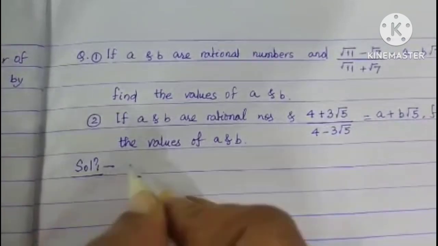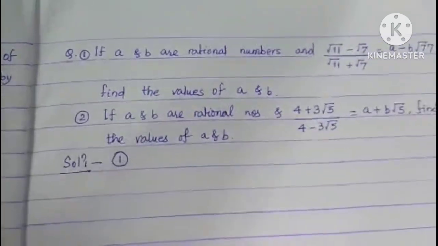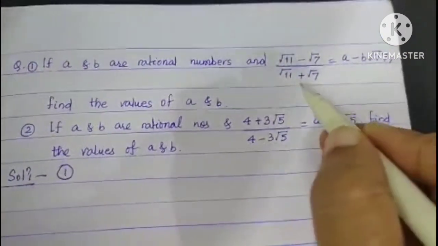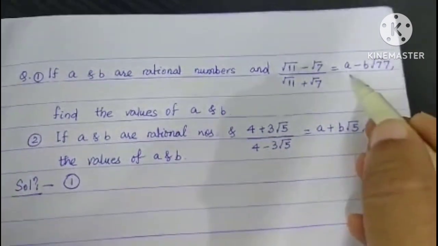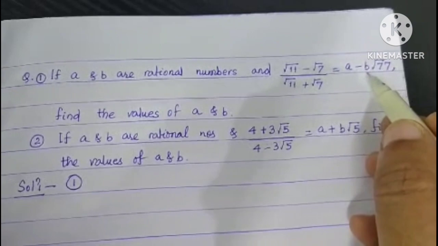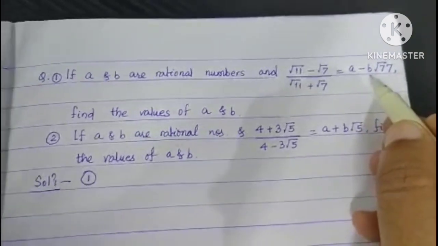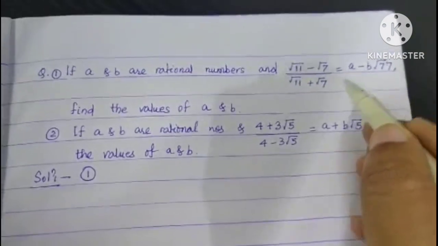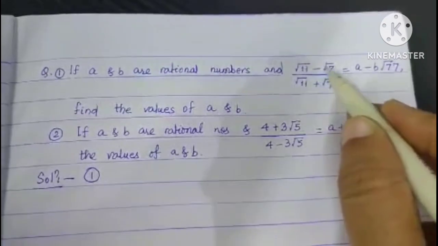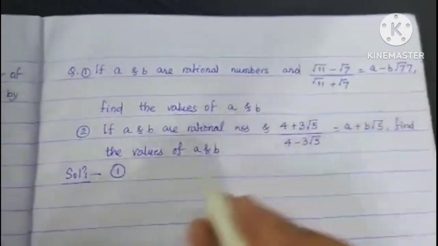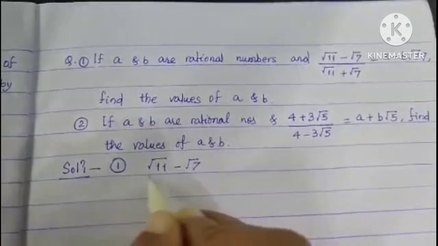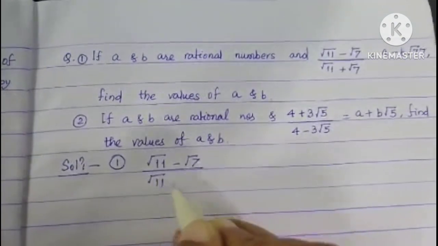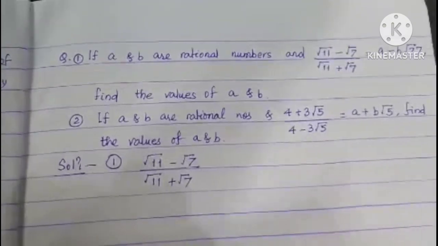Okay, what we have been given is this expression's value in terms of a and b, and we have to find a and b. So what we need to do is first rationalize this one and check what comes. The number given is (root 11 minus root 7) divided by (root 11 plus root 7).